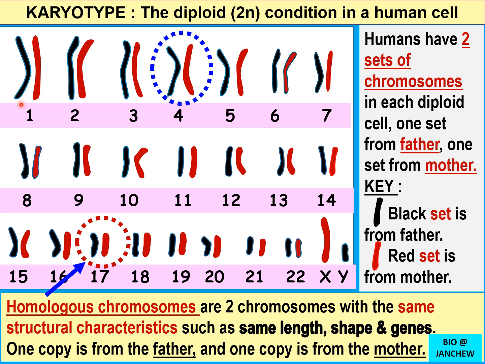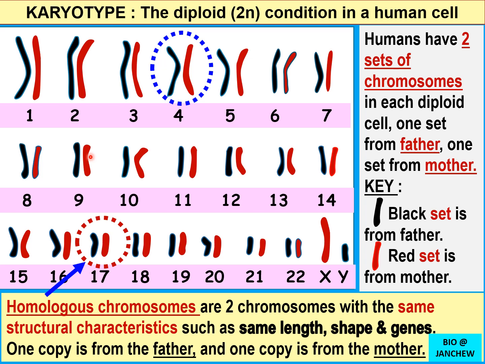So they share the same type of genes. That means they have the same type of genes. For example, let's look at chromosome number 9. On chromosome number 9 is a gene for blood group. So mother will contribute 1 gene for blood group to the child, and so will father. And these genes are at the same location. They are at the same location on a pair of homologous chromosomes.